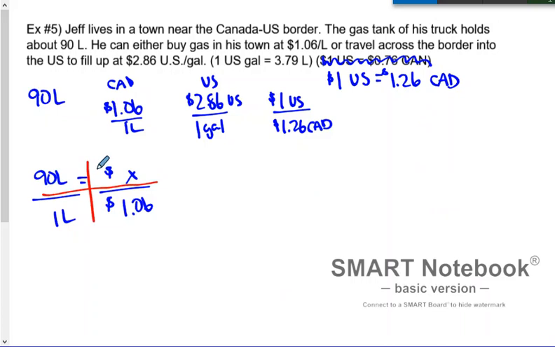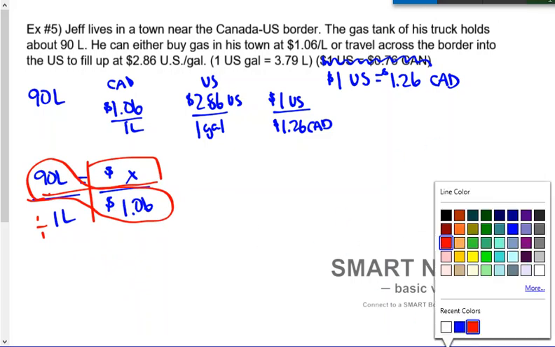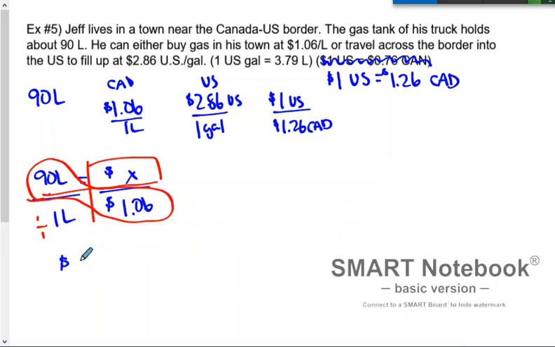Thanks. So taking a look, we'll divide by the one across from the one we're looking for, multiply the other two, 90 times 1.06, divided by 1, and we get 95.40. So this is a truck, it does hold a lot of gasoline. So $100 to fill it up would be reasonable. Okay, so it costs $95.40 to fill it up in Canada.